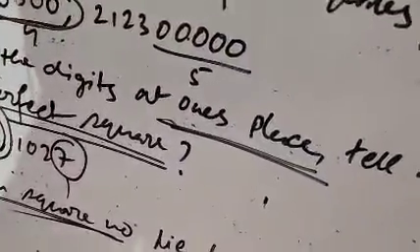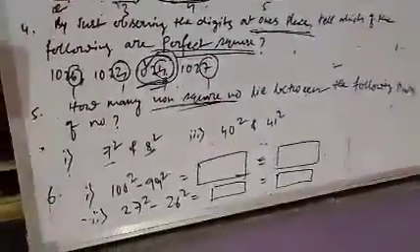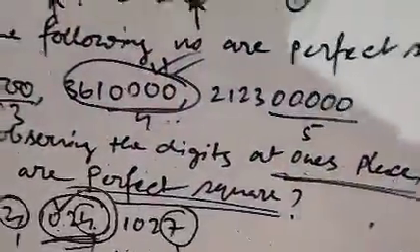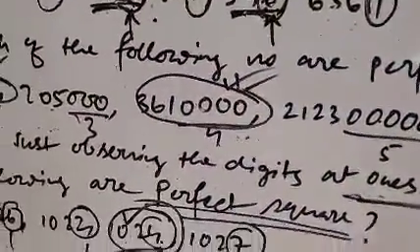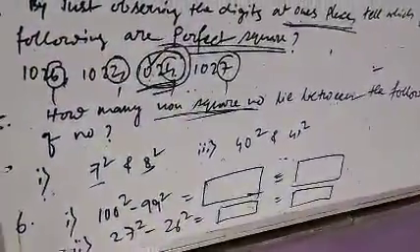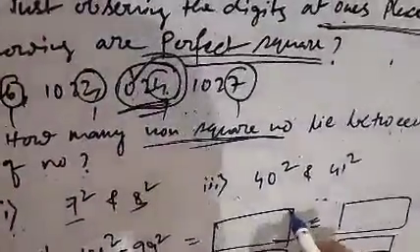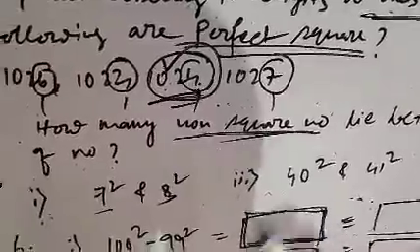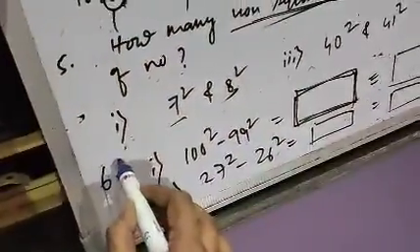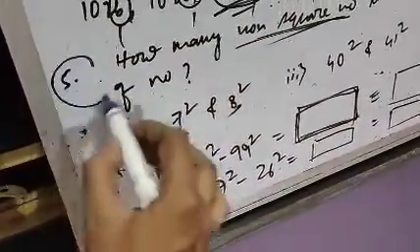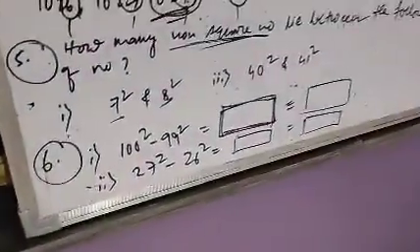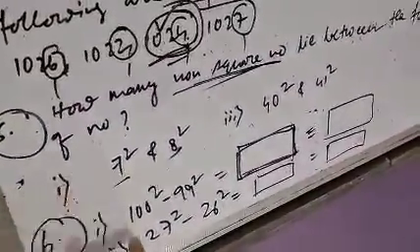Last question, question number 6. The rest of the questions, there are something like 4 or 5 more, we will do in homework. Now question number 6: 100 square minus 99 square. We have to fill in this blank. This question is somewhat similar to the previous question.